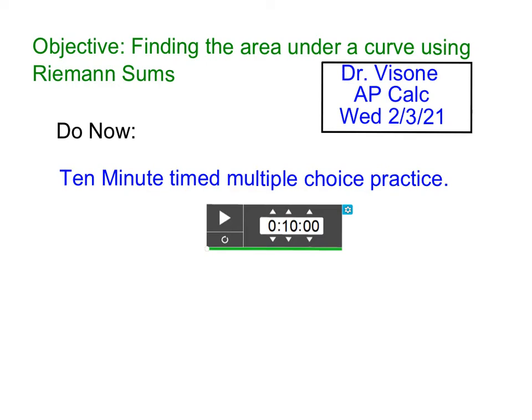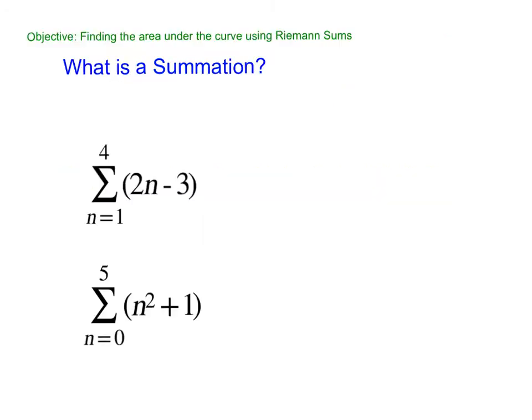Hey everyone. So this is the first section of chapter 5. We are going to be working on finding the area under a curve using something called Riemann sums. We're going to do this in class, the 10-minute timed multiple choice practice.